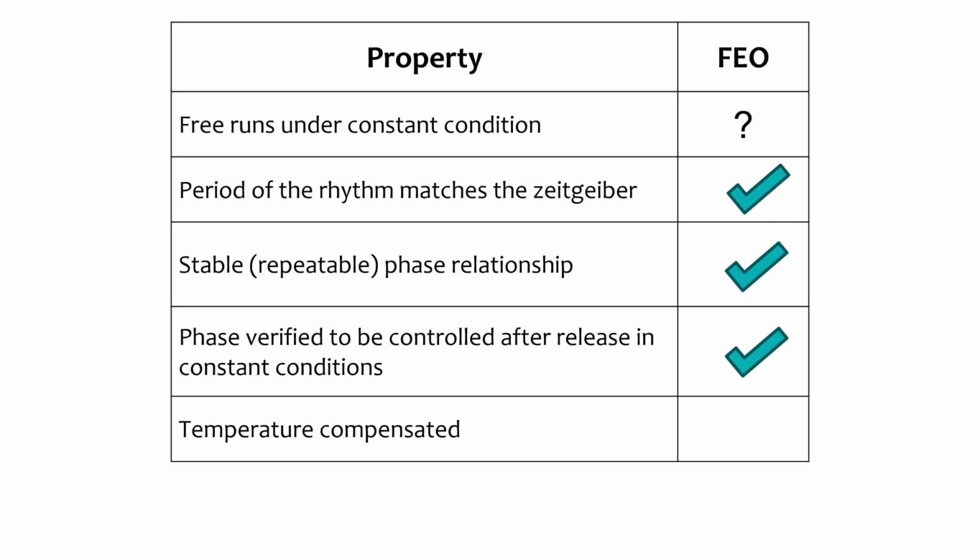We don't know if the FEO is temperature compensated. If we knew where the FEO is located, we could evaluate temperature compensation with tissue culture experiments. We may never know if the FEO satisfies all of the properties of a circadian oscillator. However, scientists have shown that it has oscillator-like properties that make it interesting to study.